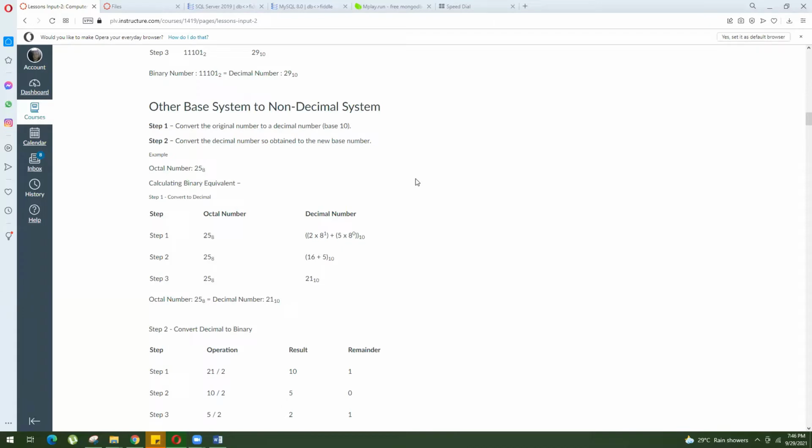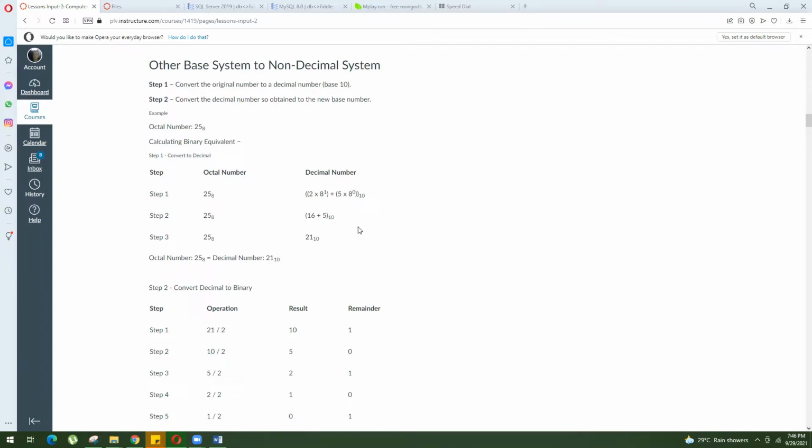Now, how would you convert any base system to another base system aside from a decimal? So any base system to binary, or octal, or hexadecimal. For example, we have the octal number 25, or 25 base 8, converted into binary. The first step is we need to convert it into decimal, or base 10. After converting into decimal, convert it into your target base number. So in this instance, from decimal, we convert it into binary. So first, octal converted into decimal. We have 25 base 8 is equivalent to 21 base 10, or decimal 21.